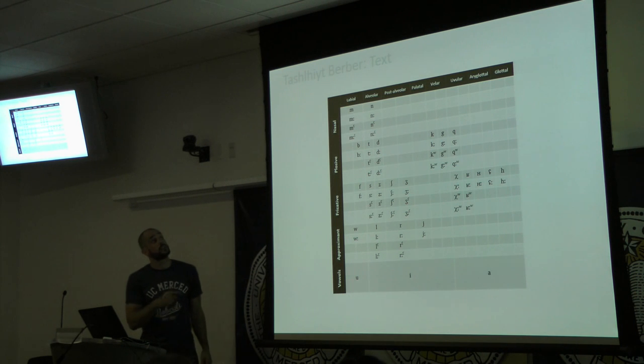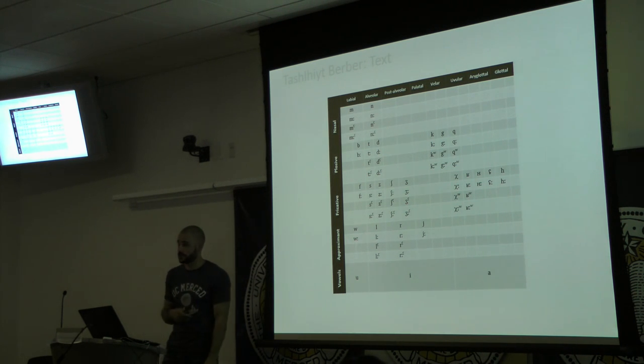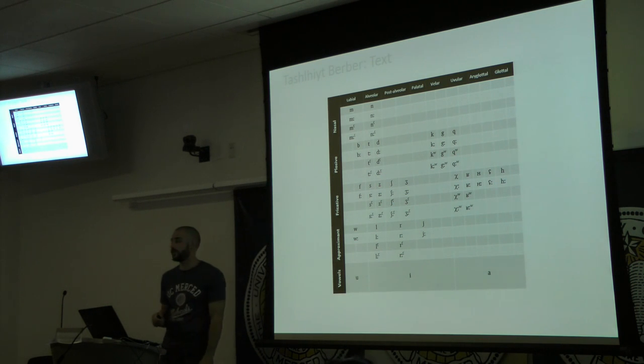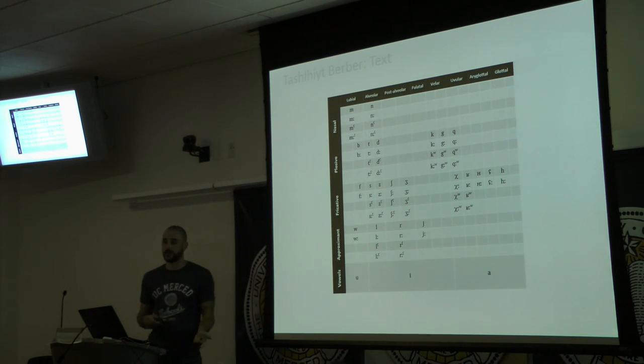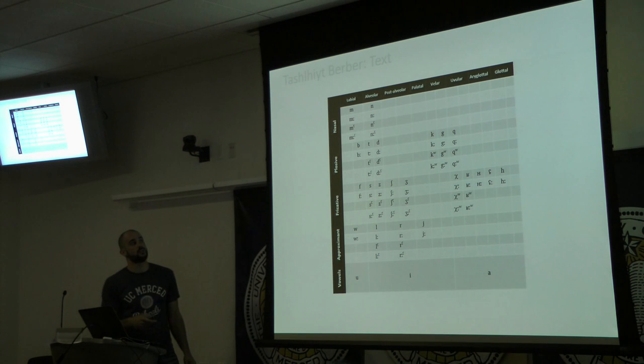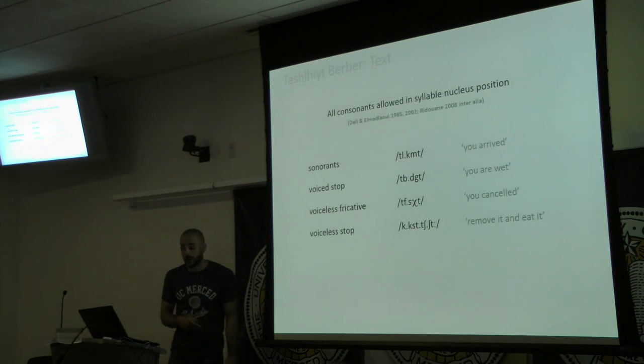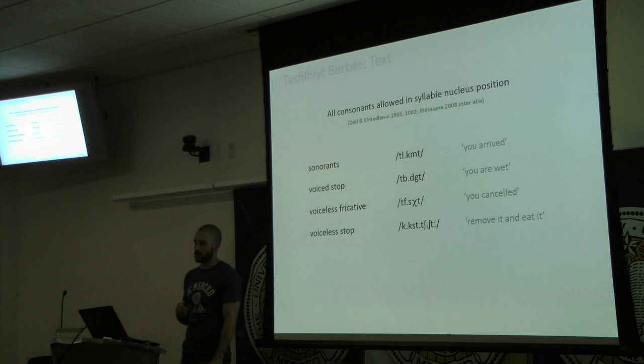The first reason is that consonant length is distinctive in this language, and the other is the extensive use of secondary articulation features like pharyngealization and labialization. So it's quite a complex consonant inventory. However, that is not the most interesting thing about the segmental structure of this language. Tashlhit is notorious for its syllable structure.